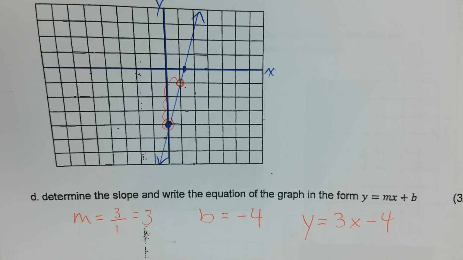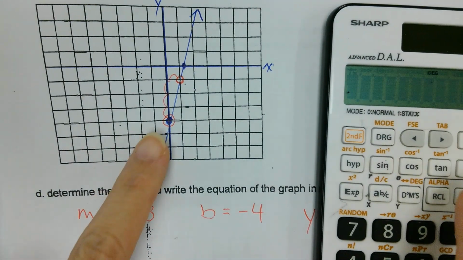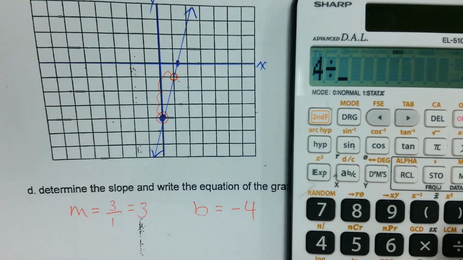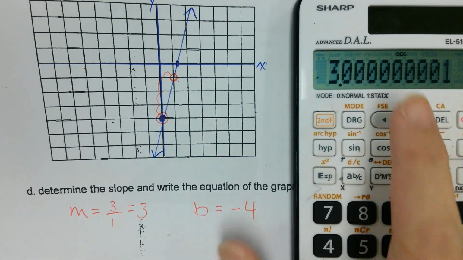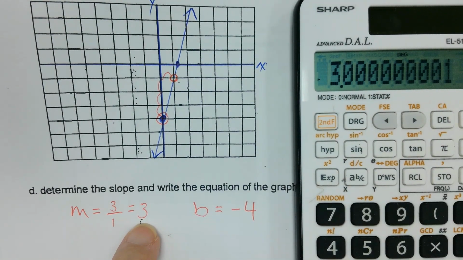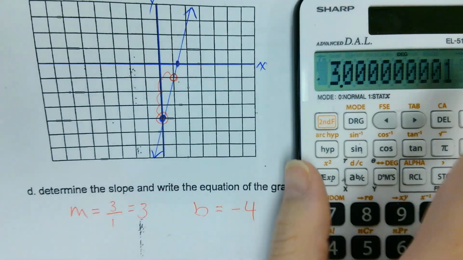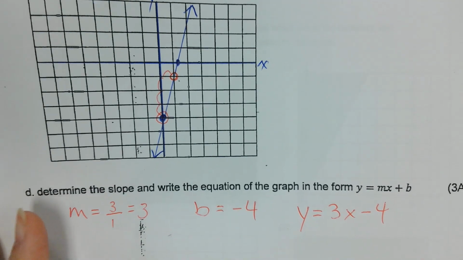Right? And if you did use the 4/3, which is 1.33, so rise, which is 4, divided by 1.3333, you'll also get 3 as your slope. So either way, if you did use this point, you'll also get 3 as your slope. Okay.